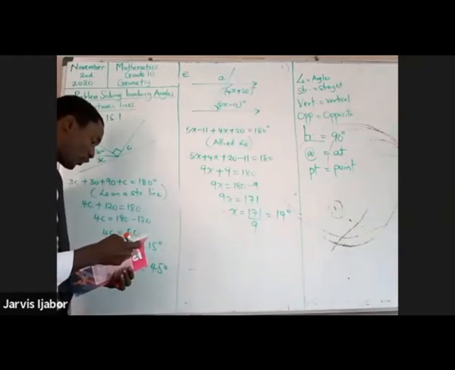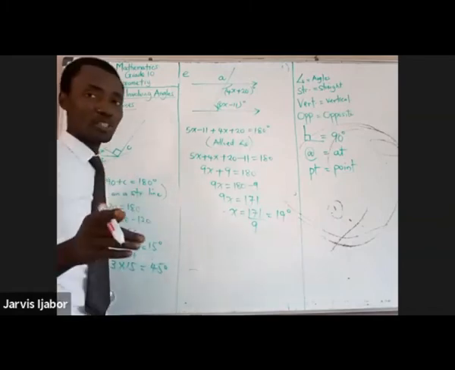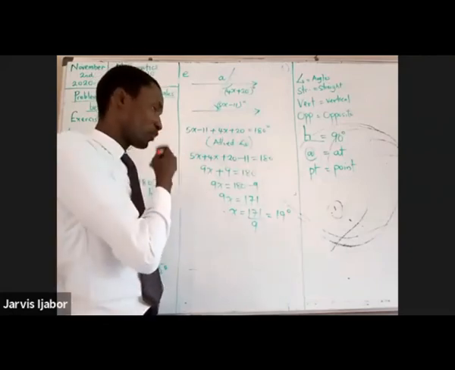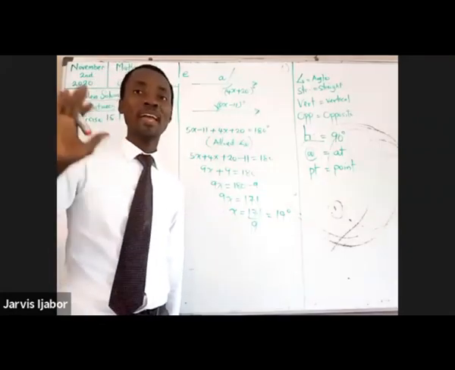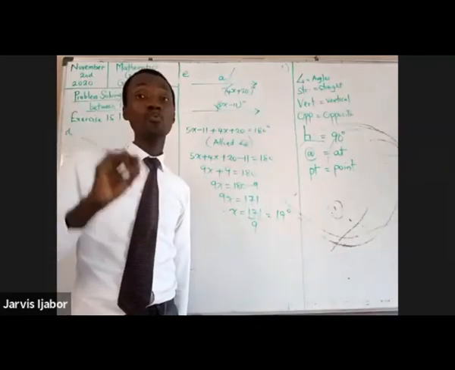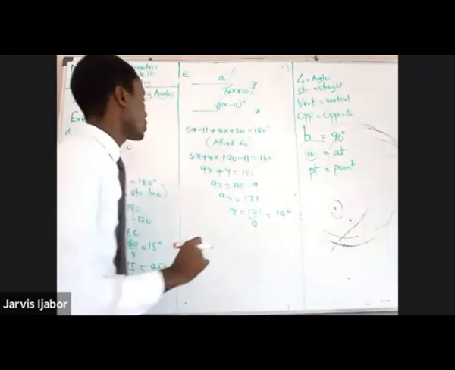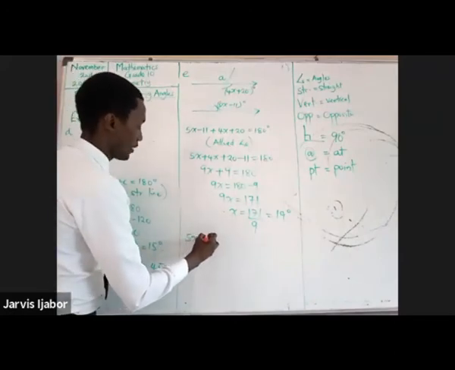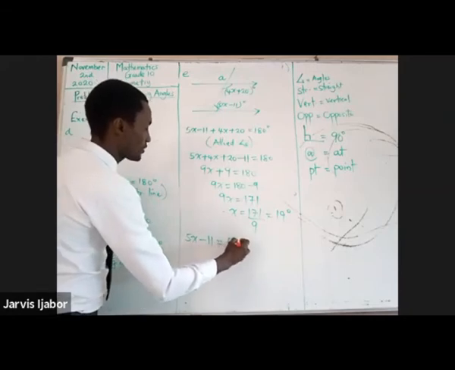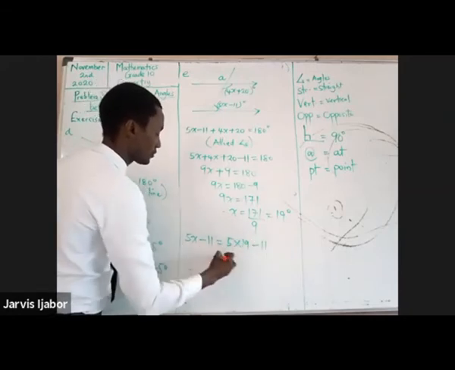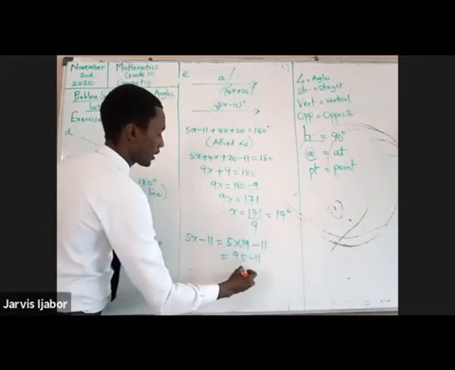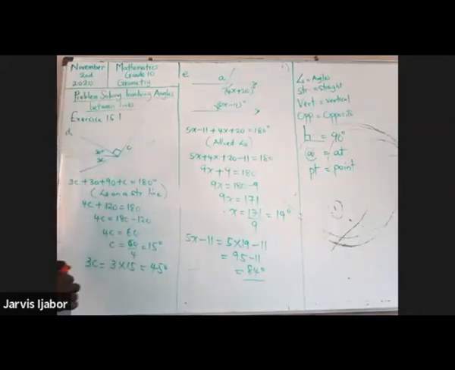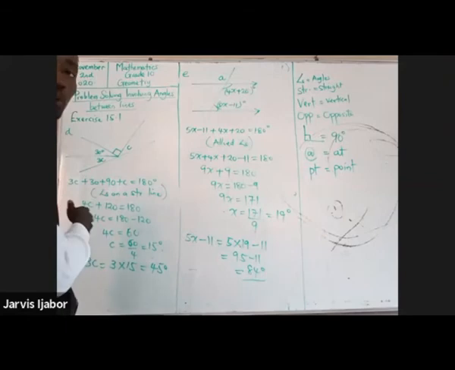Now, the question says we should look for the unknown angles. They didn't tell you to look for x. Come again, the question says we should find the unknown angles. You were not told to look for x. That's why when it comes to solving problems, you really have to be very, very careful. So I'll pick the first one. 5x minus 11 will be equal to 5 times 19 minus 11. That will be 95 minus 11. That will give me 84 degrees. I've gotten the first one, which is 5x minus 11.